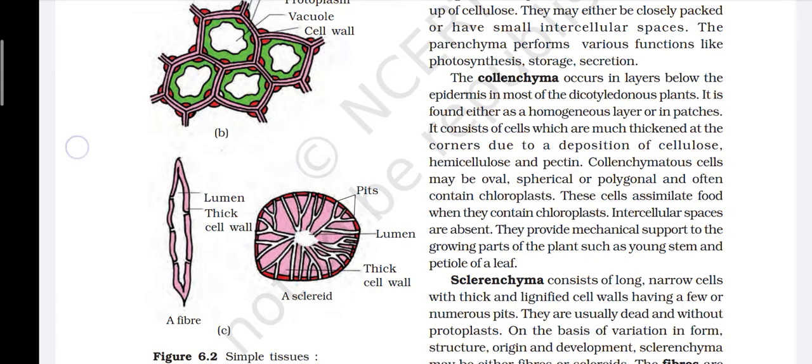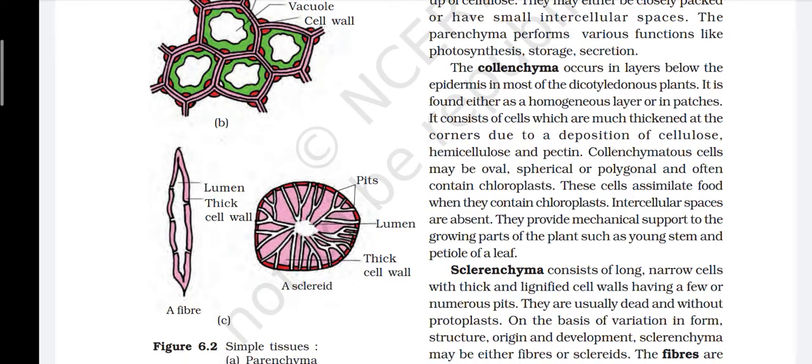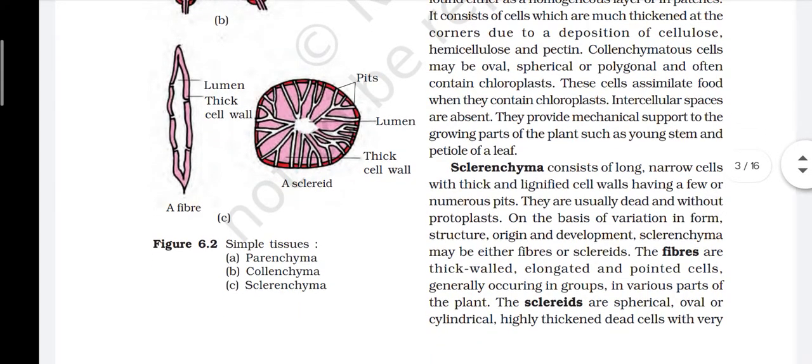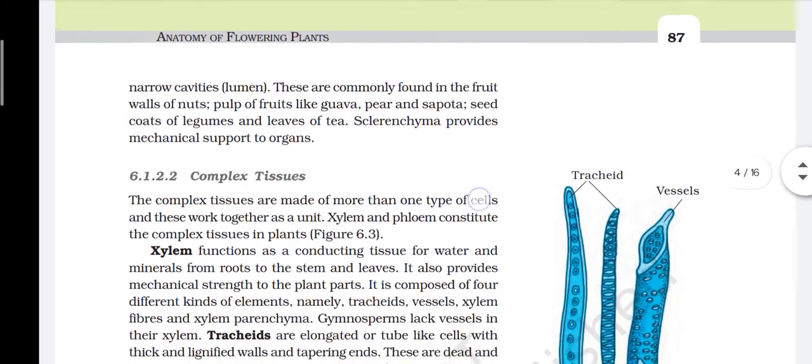They provide mechanical support to the growing parts of the plant such as the young stem and petiole of a leaf. Sclerenchyma consists of long, narrow cells with thick and lignified cell walls having a few or numerous pits. They are usually dead and without protoplast. On the basis of variation in form, structure, origin and development, sclerenchyma may be either fibres or sclereids. The fibres are thick-walled, elongated and pointed cells, generally occurring in groups in various parts of the plant. The sclereids are spherical, oval or cylindrical, highly thickened dead cells with very narrow cavities, lumen.